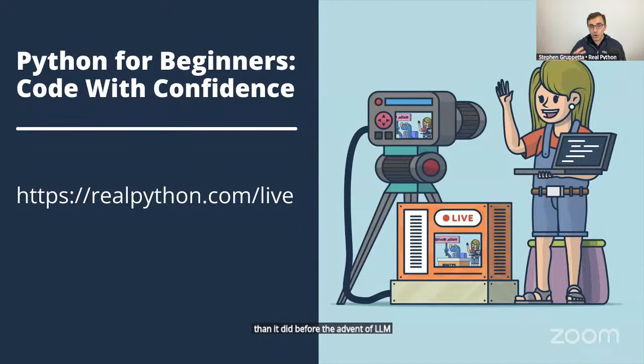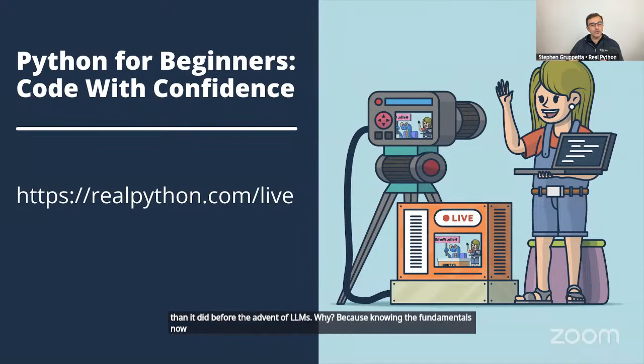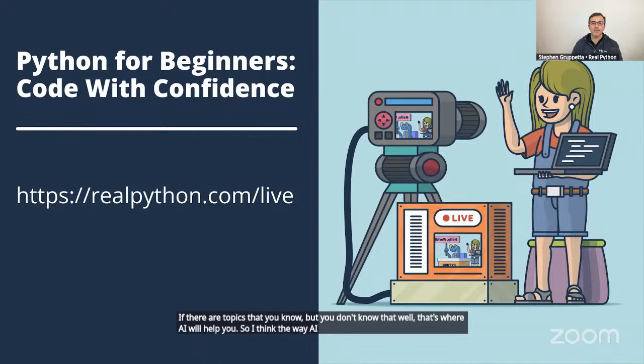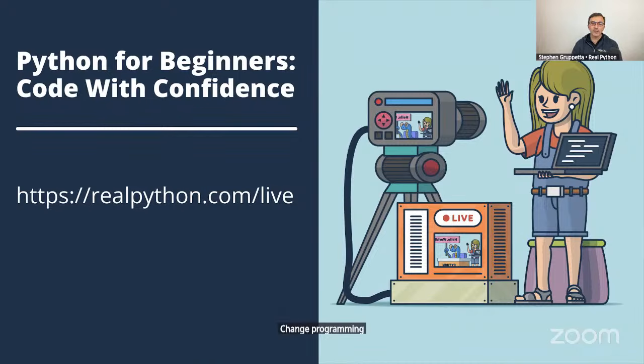Why? Because knowing the fundamentals now allows you to use AI effectively, to know what to ask it, to know what to look for, to be able to have that conversation with an LLM, decide, yes, I want that, no, I don't want that. If there are topics that you know but you don't know that well, that's where AI will help you. So I think the way AI has changed programming is that the more programming you know, the more you can multiply it with AI.